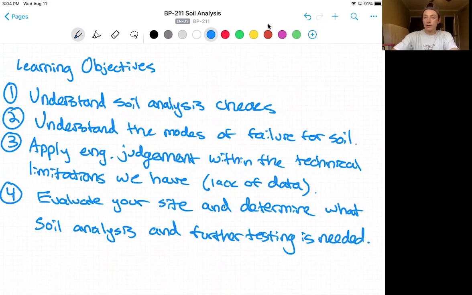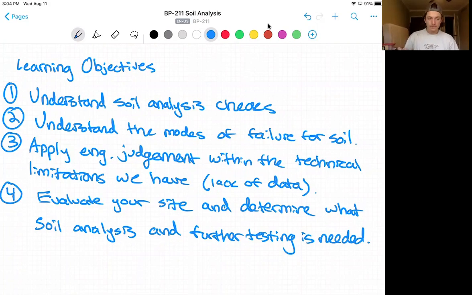Soil analysis and objectives. Let's dive into part one of soil shear failure, a tongue twister, for uphill sliding, so when the anchor is below the foundation.